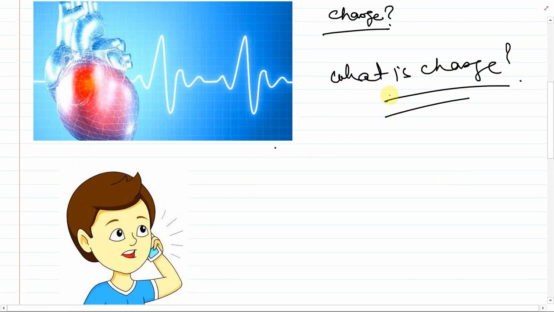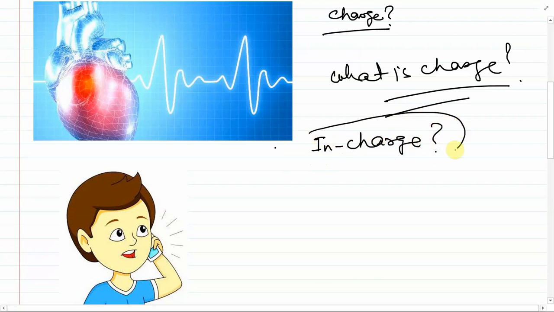Think about what is the meaning of charge in our casual conversations, like someone is in charge of something. What does it mean? This term we use in our daily life, in charge of exams, in charge of discipline, etc. So, what does this term charge mean in our daily life?